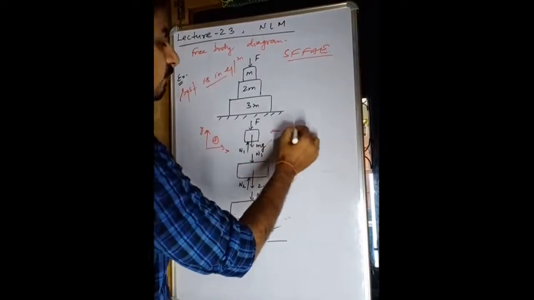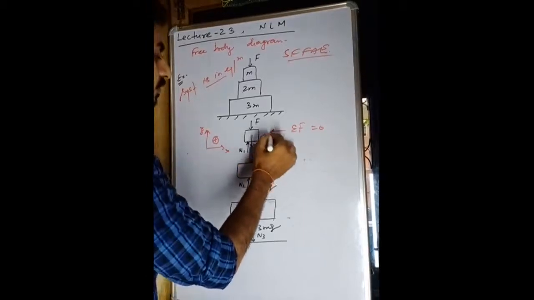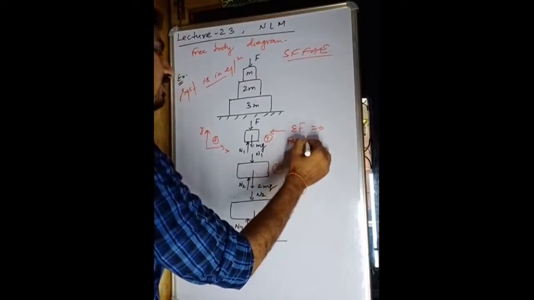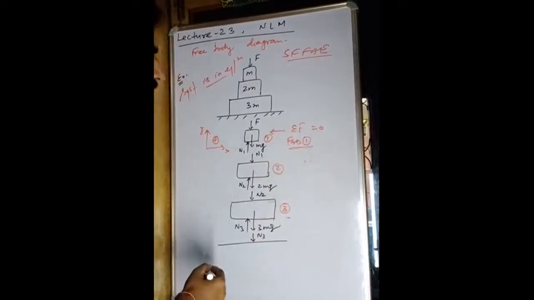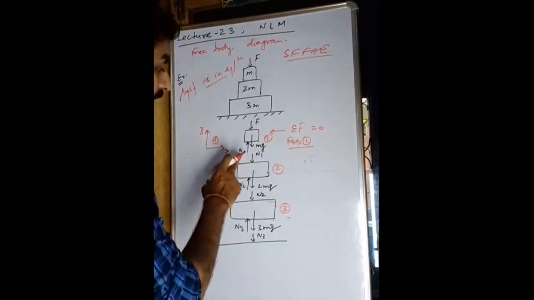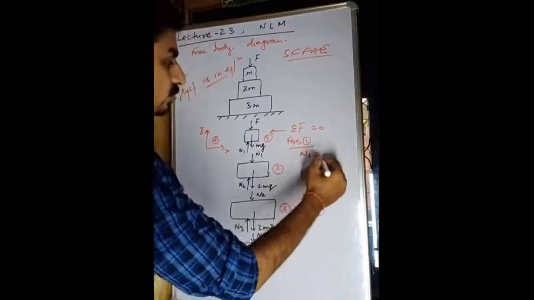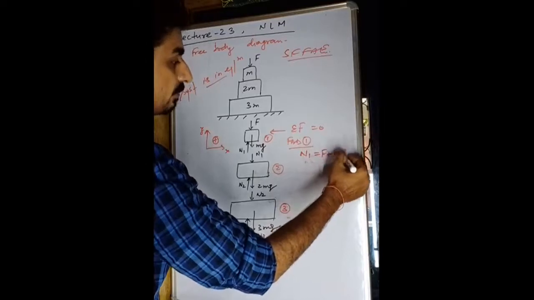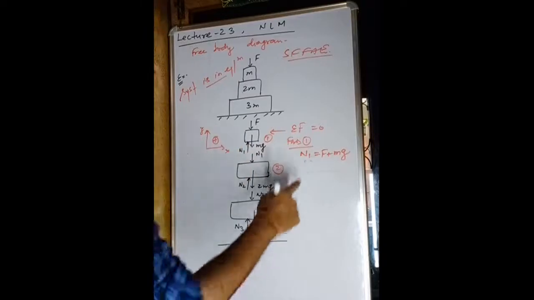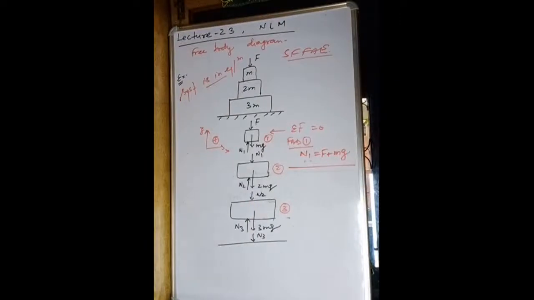Since the net force is 0 for each body, you can write for free body diagrams 1, 2 and 3. So FBD 1. The net force is 0, so the total force in the downward direction should be equal to the total force in the upward direction. In the upward direction, there is only one force acting, N1. So N1 will equal F plus mg. Why? Because this F is also going downward and mg is also downward. So N1 equals F plus mg. That's it. This is free body diagram 1.